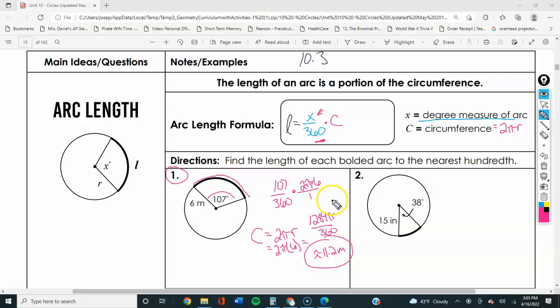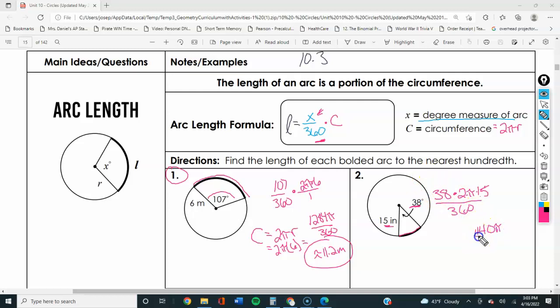All right, let's see another one. Let's look at number 2. So we're finding this arc length. I have a degree measure. I have a radius, so let's get right to it. So I'm going to do 38 degrees times my circumference, 2 times pi times r, all over 360. Okay. When I do that, I get 1140 pi.